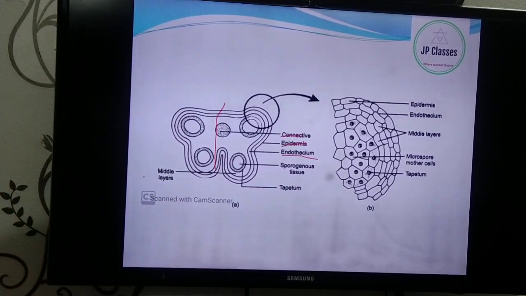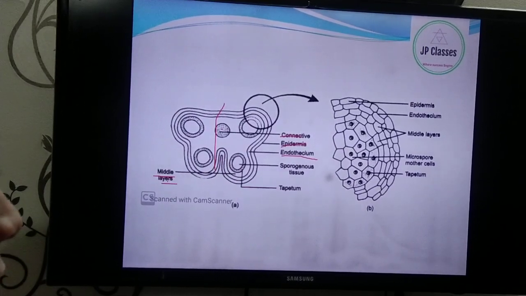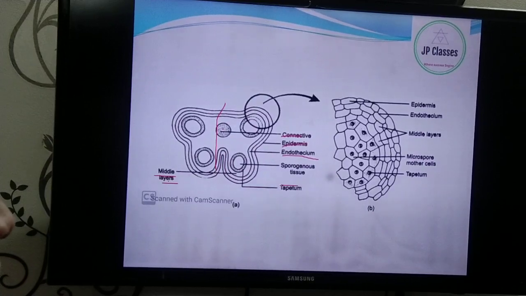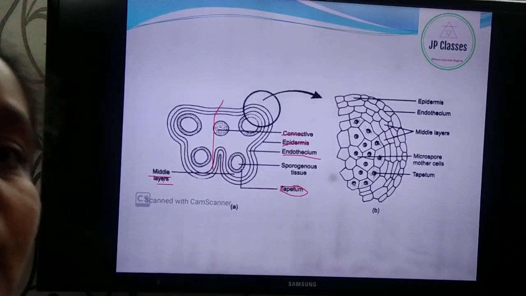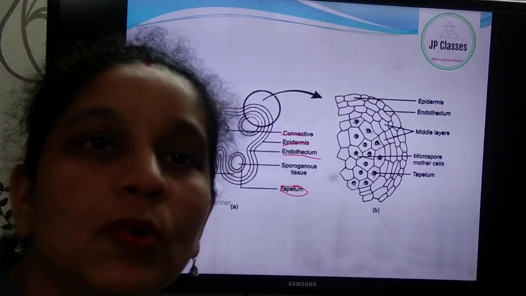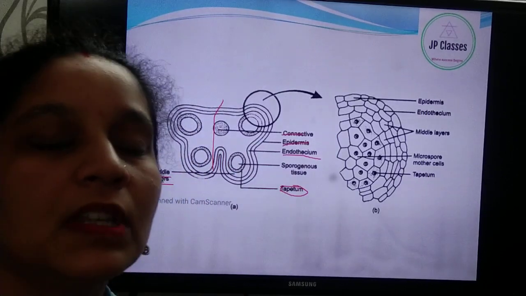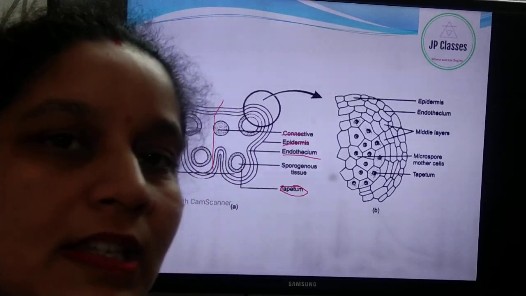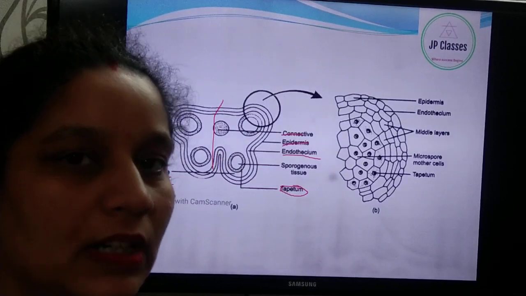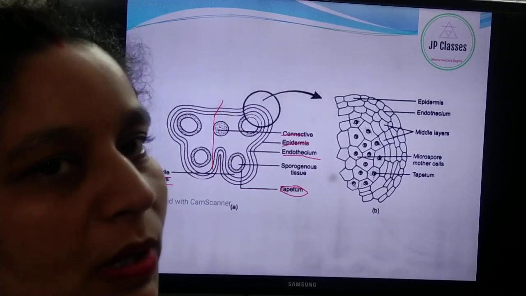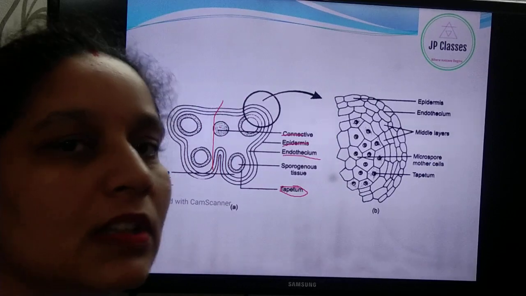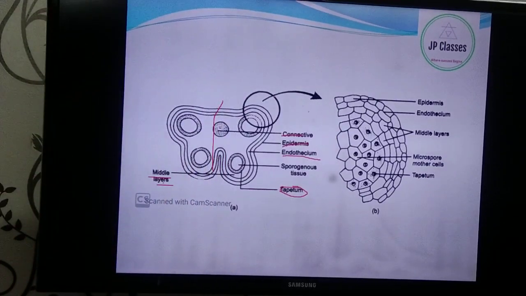Inner to the one lies multiple, 2 to 3, layers of cells known as your middle layers, and the inner one, which is directly linked to the pollen sac, is the tapetum. It is a most important question in the board exam. Name the innermost layer of the pollen sac, or what is the function of the tapetum. The tapetum is a cell layer which provides nourishment to the developing pollen grains present within the pollen sac. Now this is clear.